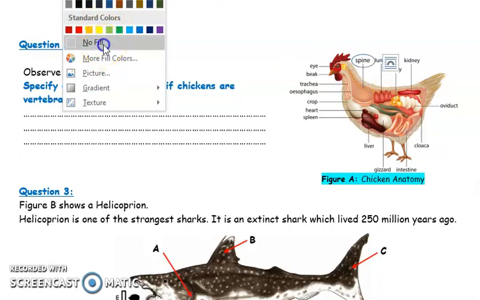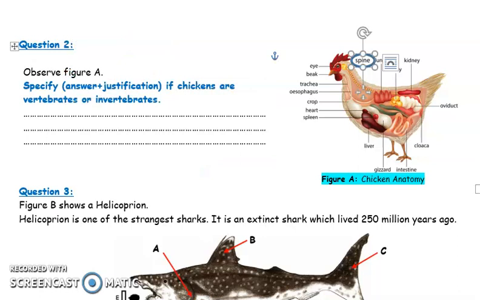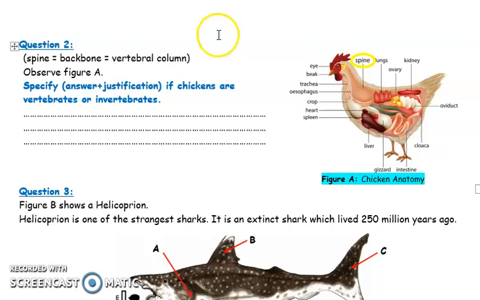What's a spine? The spine is another name for a backbone. I will write it here. Spine is a backbone, and it's also called vertebral column. This animal has a spine. So does this mean that the chicken is a vertebrate or an invertebrate? Vertebrate, excellent.